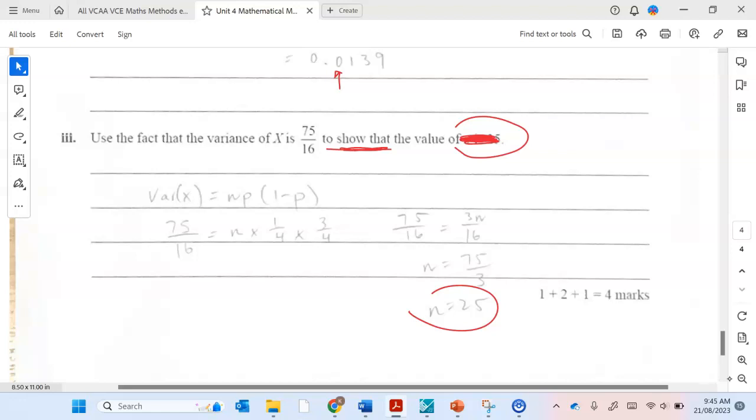So this was only part of an extended response question, so you may have needed that answer later on. That's why it was given to you. Or it might have needed you to have an understanding of how the variance formula works. But just remember in show that questions, you ignore the answer given and you just do the working out and hope that you get the same answer.